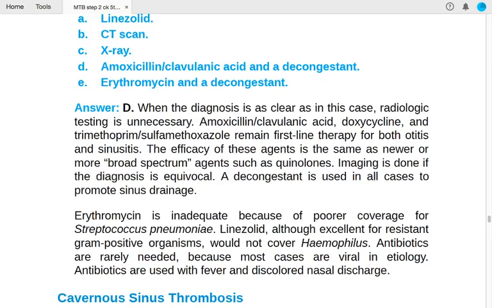If we want to give linezolid, that is not going to cover hemophilus. Antibiotics are really needed only in some cases, because most cases are viral in etiology. Antibiotics are used with fever and discolored nasal discharge. Those who really have fever with discolored nasal discharge are prescribed the medicine, and that's a combination of amoxicillin and clavulanic acid. But most of the time, if it's viral, then we don't need any treatment.